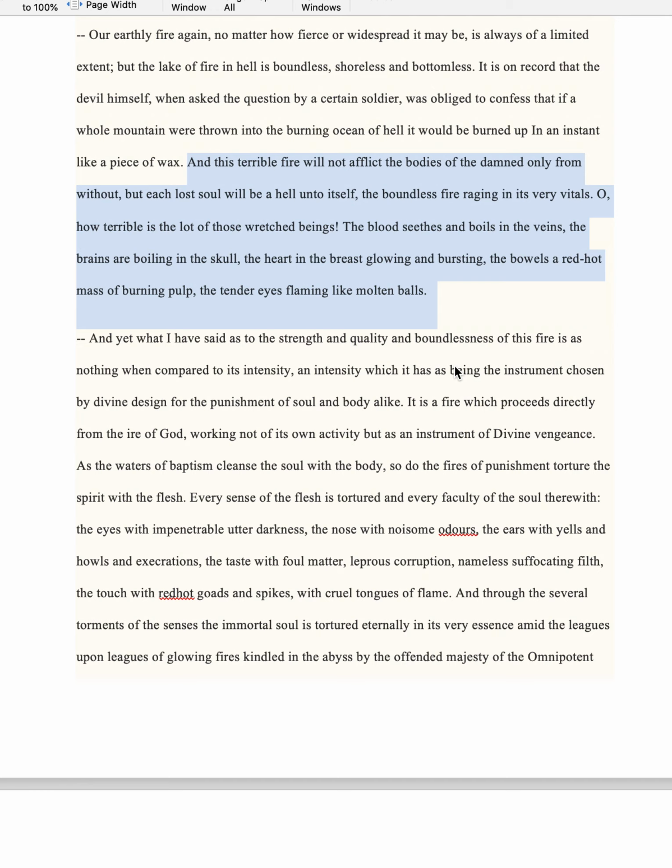So what I want you to listen to is the rhythm. That was a really long sentence. And the rhythm changes and gathers speed as it makes points. So listen how it changes. Oh, how terrible is the lot of those wretched beings. The blood seethes and boils in the veins. The brains are boiling in the skull. The heart and the breast glowing and bursting. The bowels a red-hot mass of burning pulp. The tender eyes flaming like molten balls.